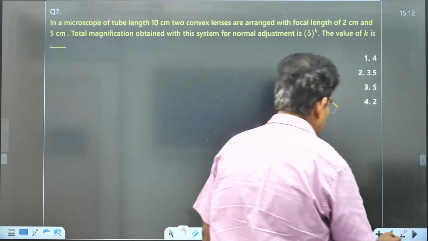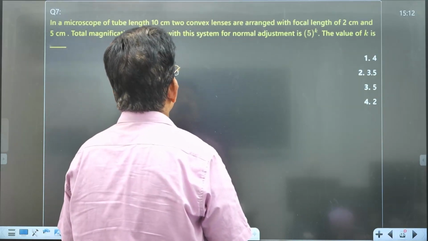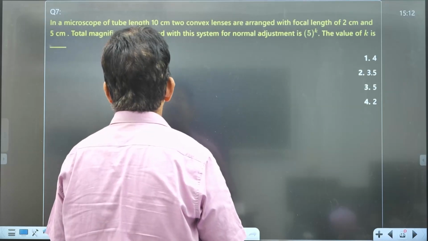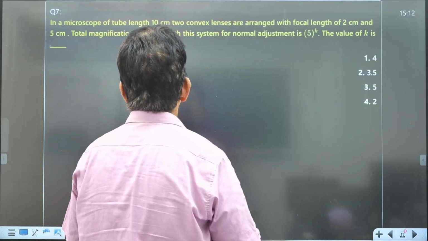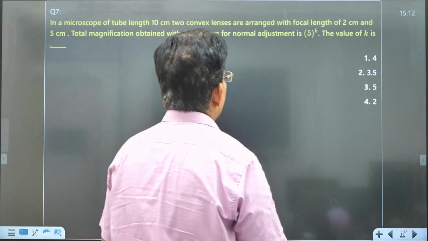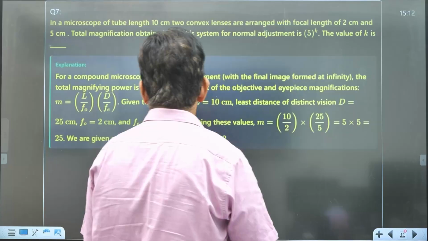We go to the next question. Tell me, microscope tube length is 10 centimeter and convex lenses are arranged with focal length of 2 centimeter and 5 centimeter. The magnification of the microscope is given to be 5 to the power of k. We have to calculate the value. It's a very simple question. Explanation is very clearly given.